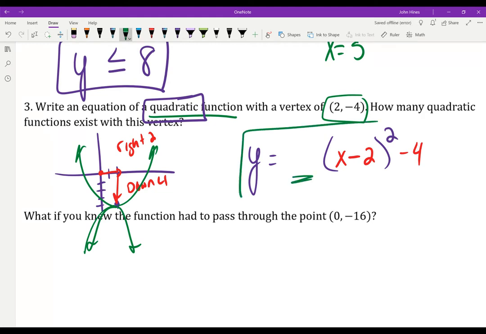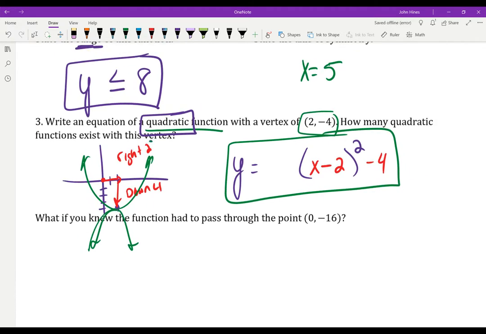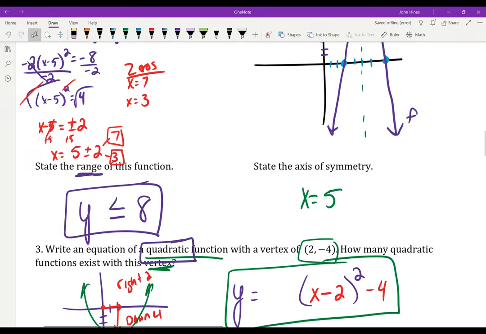We could have a -1 in front of it and have this parabola open downwards. So I did not tell you what the leading coefficient there was. So we're going to just assume it's 1. Let's just put a 1 there and pretend like we're good to go. So how many quadratics exist with this vertex? A whole bunch. This number out front determines a lot of things about the parabola. And on that note, I'm going to end the video.